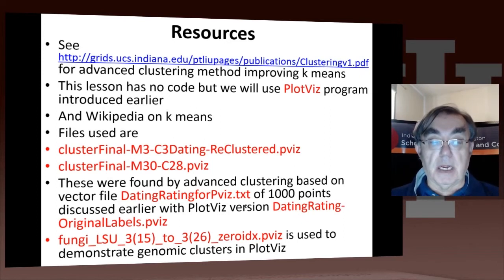M30-C28. And we also have not one actually clustered algorithmically, but the actual input data from Harrington's book, which is the 1,000 points with the labeling of Harrington, and that's put in a form which allows us to display it in plotviz. Finally, there is a plotviz file of genomic data, which we will use towards the end to illustrate features of other applications that use clustering.